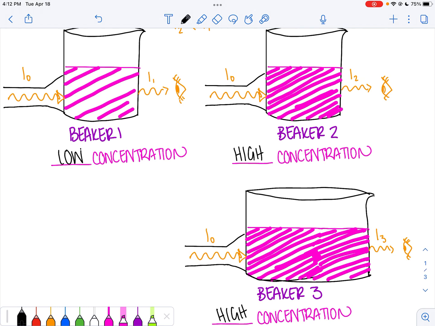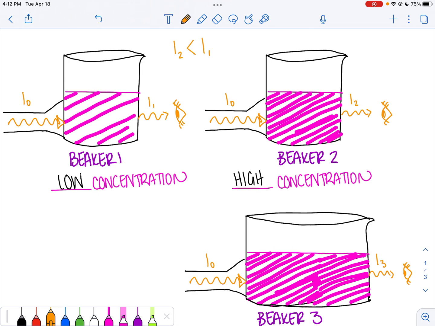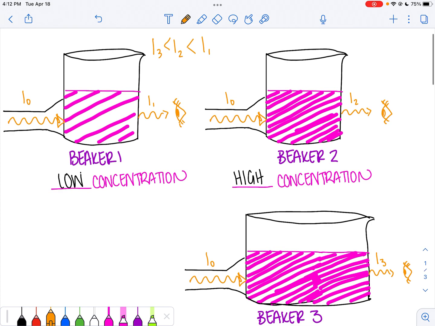So that means that I3, the intensity of the light that I get out here, is even less than that of I2. I3 is the least amount of light that's going to come through. It's got a far distance to travel, and it's got a lot of stuff in the way of it. So this brings us to this idea of something called transmittance. Transmittance is all about how much light gets through your system, gets through your solution, how much light is transmitted. And there's a mathematical quantity that's going to take us there.